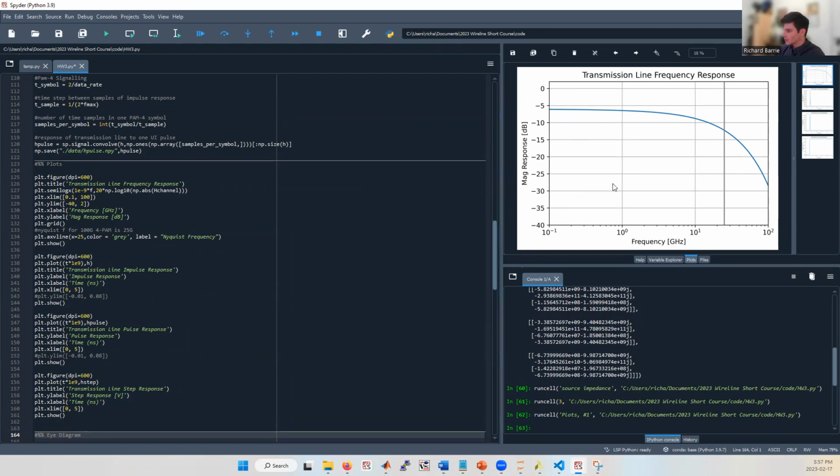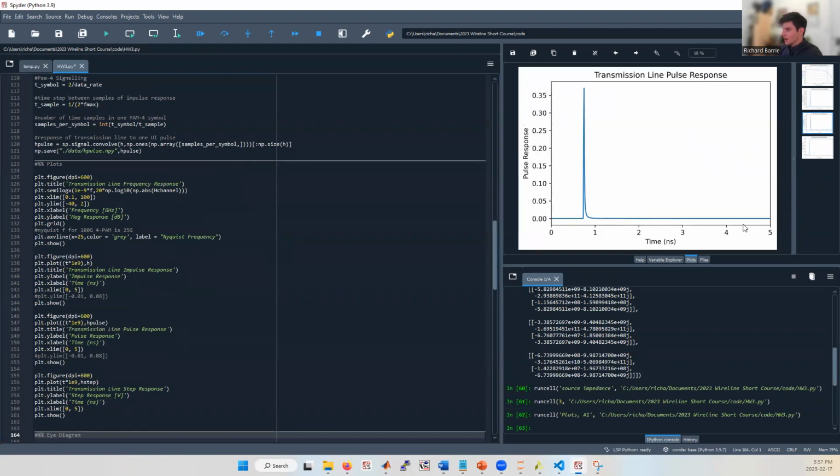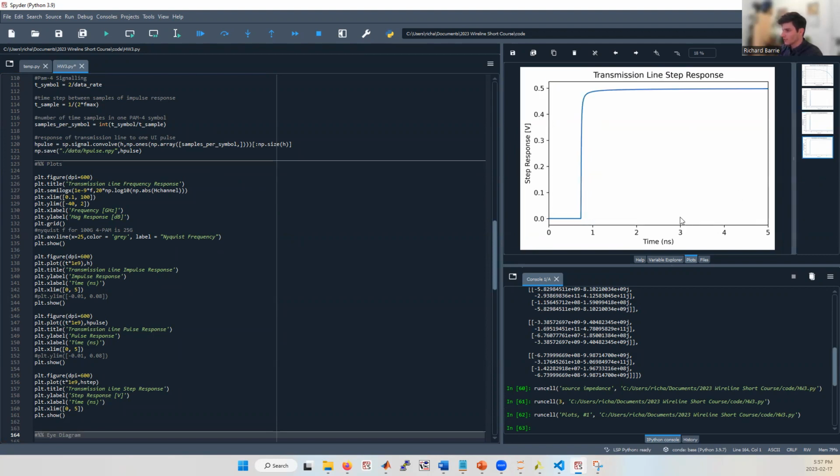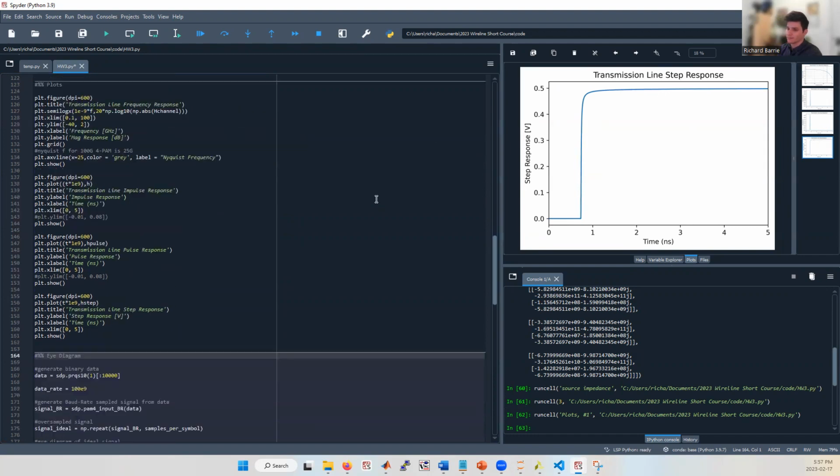This is the Bode plot for our transmission line. You can see that if we're using 100 gigabits per second signaling, our Nyquist frequency is 25 gigahertz with PAM4 signaling. And so the insertion loss at Nyquist is shown with this gray line. It's about minus 12 dB. And this is what the pulse response looks like. We can see a few post-cursor ISI terms. And the step response is like an exponential settling.